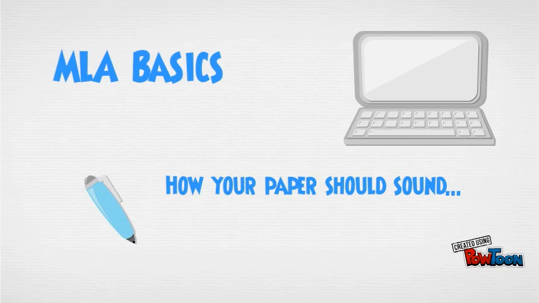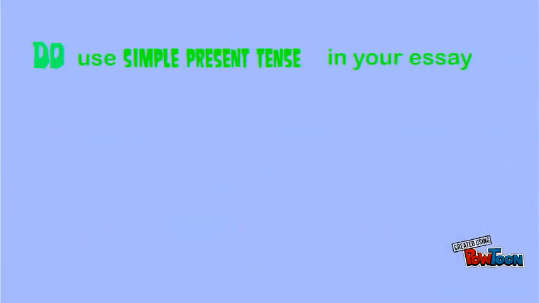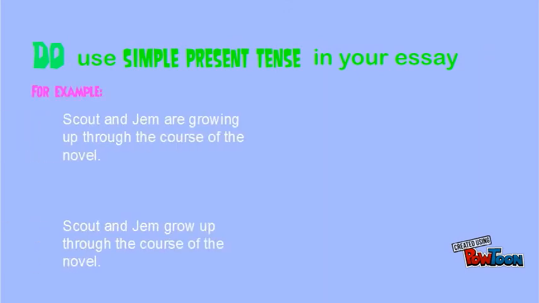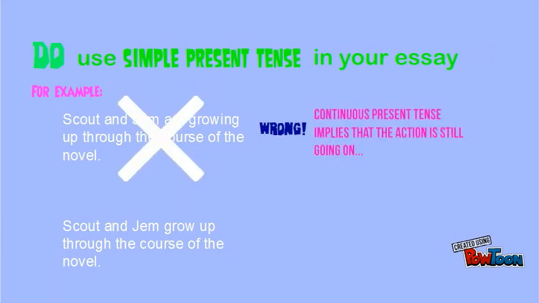So how your paper should sound. Make sure that you use present tense throughout your entire essay. Simple present tense is best. For instance, in our example here, "Scout and Jem are growing up through the course of the novel" is wrong because that's in continuous present tense and implies that action is still going on. The bottom one is correct. Keep it simple.